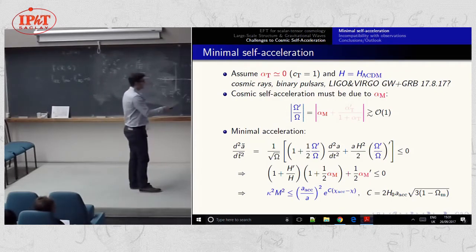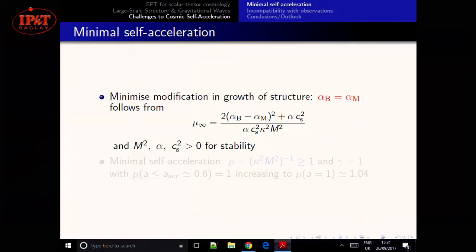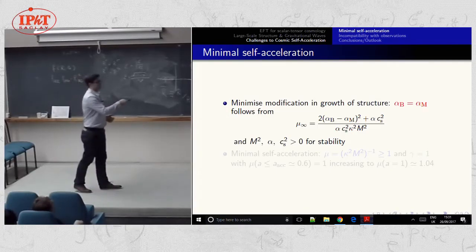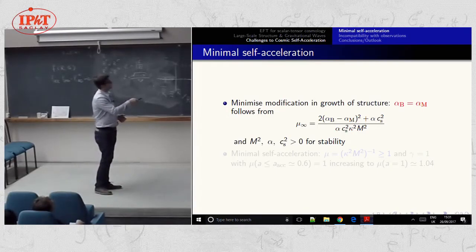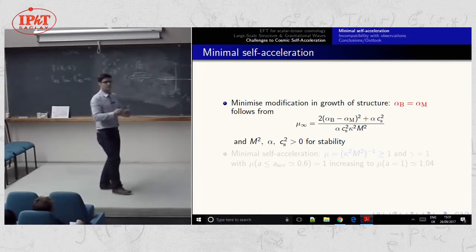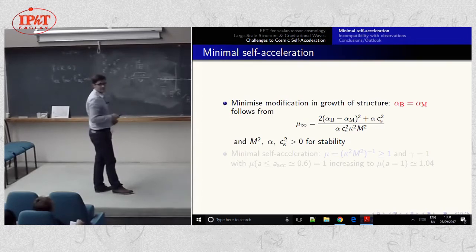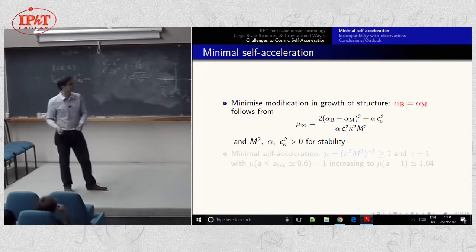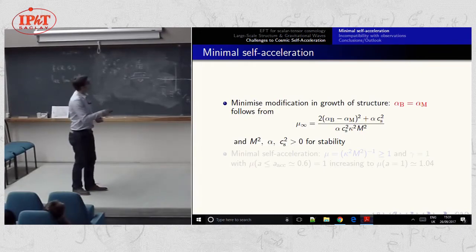But the modification is not yet fully defined. We don't know yet what alpha b is, the braiding term. For that, you can look at the small-scale limit of the modification in the Poisson equation, and you realize that the only way you can minimize this effect away from lambda CDM is by setting alpha b to alpha m. And that fixes your model. So that's the minimal self-accelerated modified Horndeski modification of gravity that you can consider here.